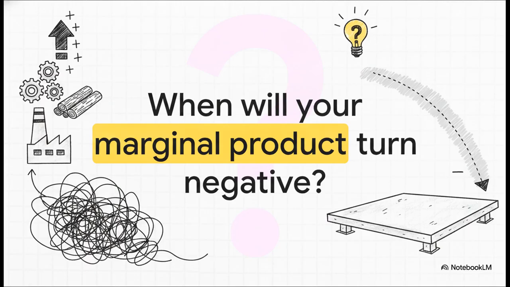Which leaves us with a critical, provocative thought to consider today. If you keep adding variable inputs to your business, like more hours or more raw materials, without actually expanding your fixed foundation, when exactly will your marginal product turn negative? I highly encourage you to look at your own work or business through the lens of this economic law.